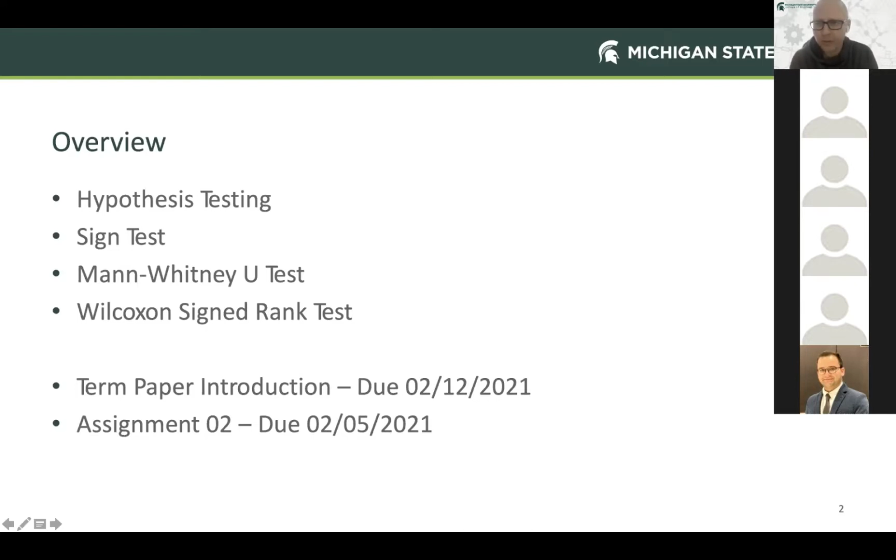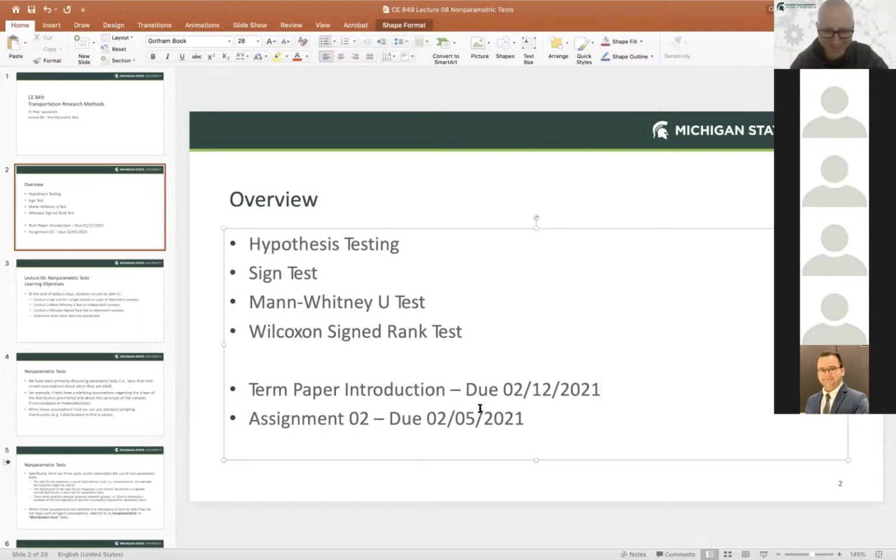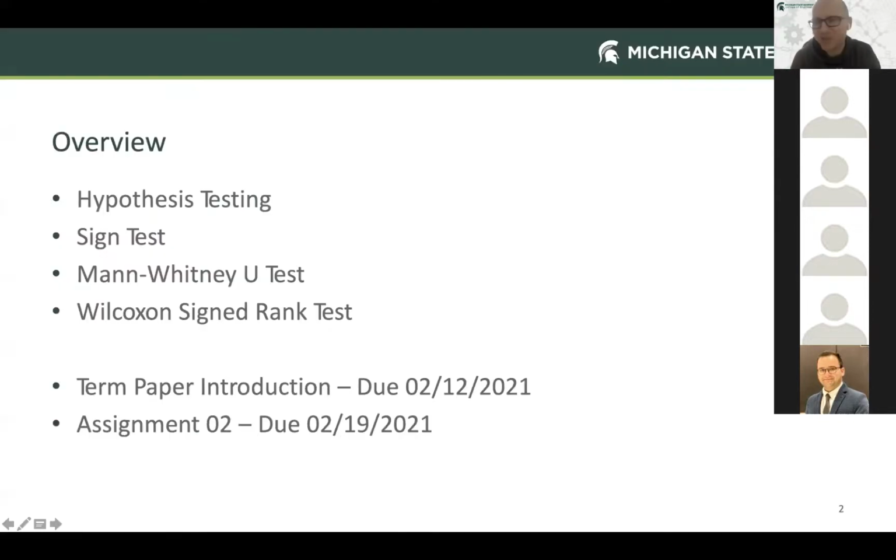As a reminder, your term paper introductions are due at end of day this Friday, February 12th. As a reminder, the term paper introduction is due at the end of the day this Friday, February 12th, and then assignment 2 will be due at the end of the day a week from Friday on February 19th.